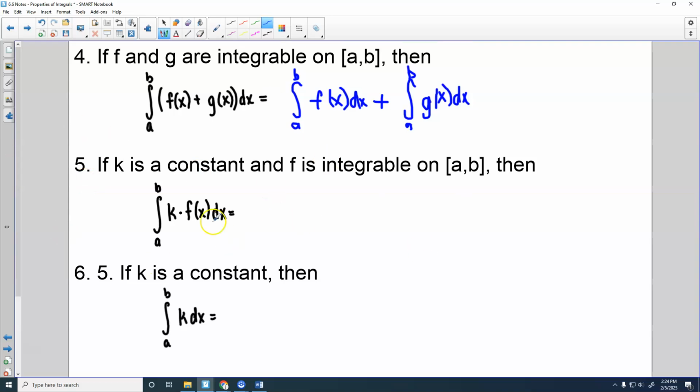Anybody want to take a guess what we can do if k is a constant right here? You can pull it out front. So it would look like this. You'd have k times the integral from a to b of f of x dx.